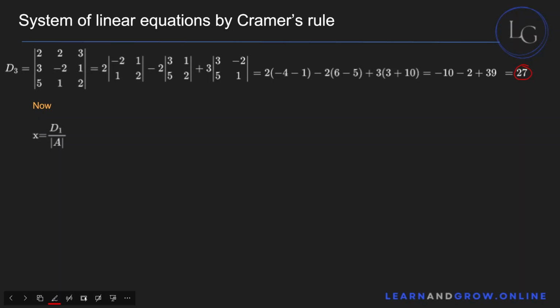Now, to find the value of x, you'll do D1 divided by the determinant of A. And you know that D1 divided by the determinant of A is x.